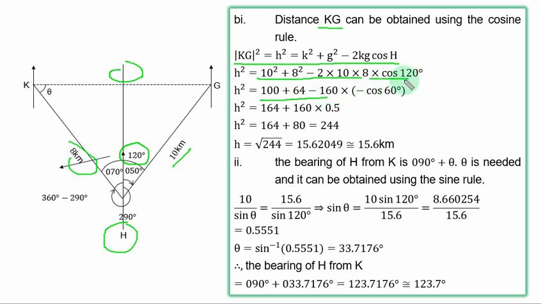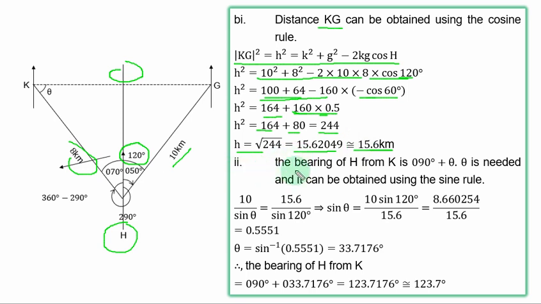If you are to go by 4-figure table, 120 is not there. Its equivalent is minus cos 60 degrees. So when you add these two values, you have this result. Now minus times minus is plus. You have 160. If you check cos 60 degrees, it is 0.5. So you have 164. You multiply these two values, you have 80. After addition, you have 244. To get h, the distance KG, you take the square root of both sides, and that is 15.62049, and that is 15.6 kilometers to either 3SF or 1 decimal place.